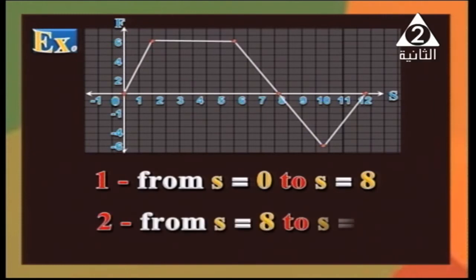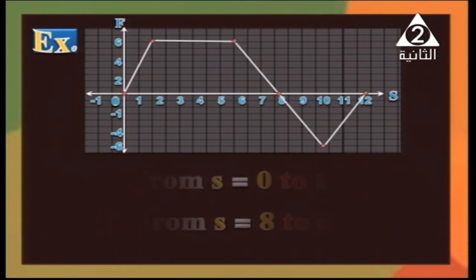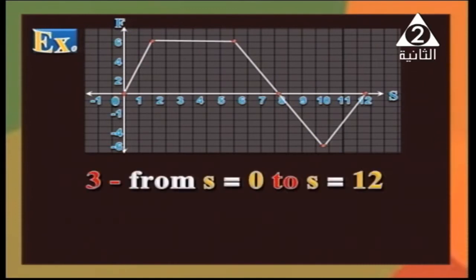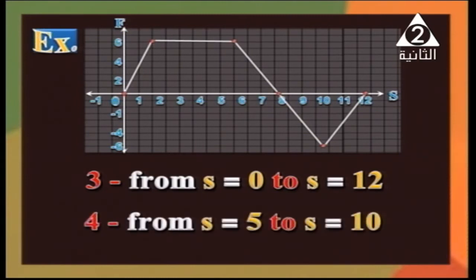Therefore, from S equals 8 to S equals 12, under the axis of displacement S, is a triangle, whose base is from 8 to 12 and its height from 0 to 6. Therefore, from S equals 0 to S equals 12 is the sum of two areas, and from S equals 5 to S equals 10, look at S equals 5, S equals 10, this is also the sum of two areas. Solution.